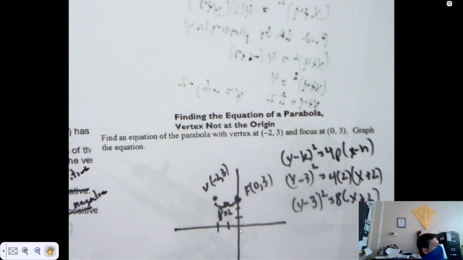Why don't you guys find the LR? All you got to have is the x values. The y value is known. Sorry, all you got to have is the y values. The x value is known. Sideways parabola, you're going to have a vertical line segment pass through your focus.